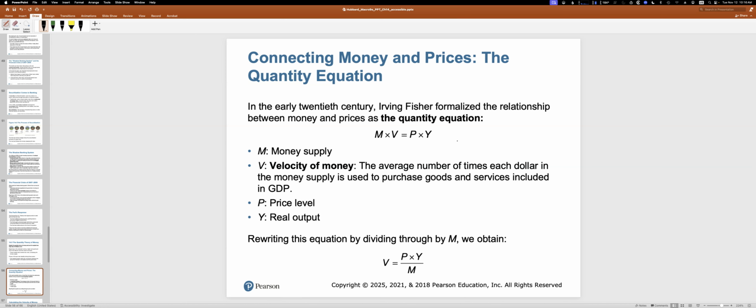In the Fisher equation, we'd essentially say MV equals PQ, or here Hubbard and O'Brien, the authors of the textbook, make it just MV = PY. So we take the money supply, which is M, and the velocity of money, which is a new term here, which essentially is saying how many times that dollar circulates throughout the economy over time. If we multiply those two together, we get nominal GDP, or the price level times the real GDP.